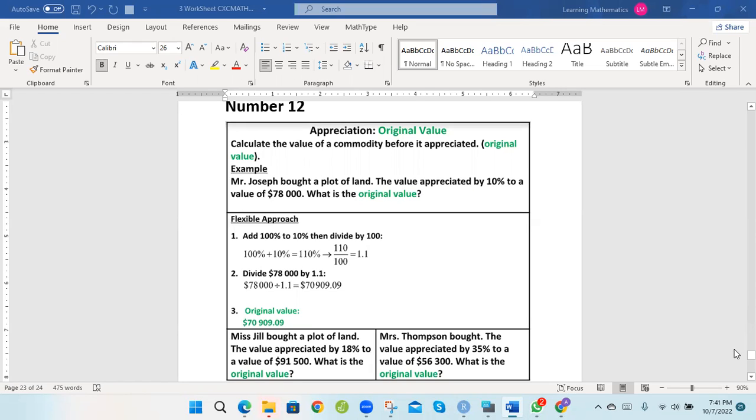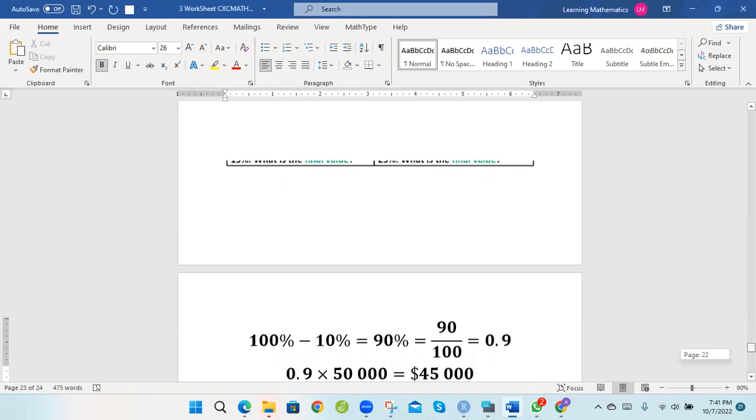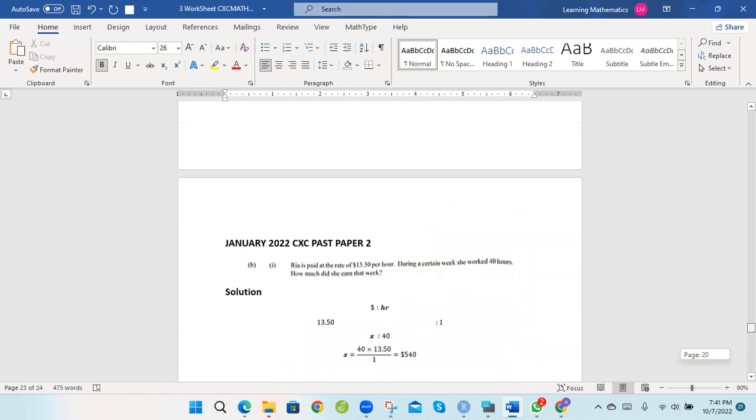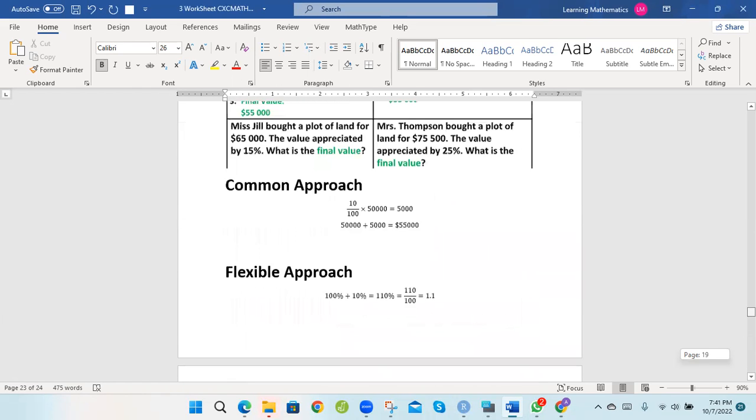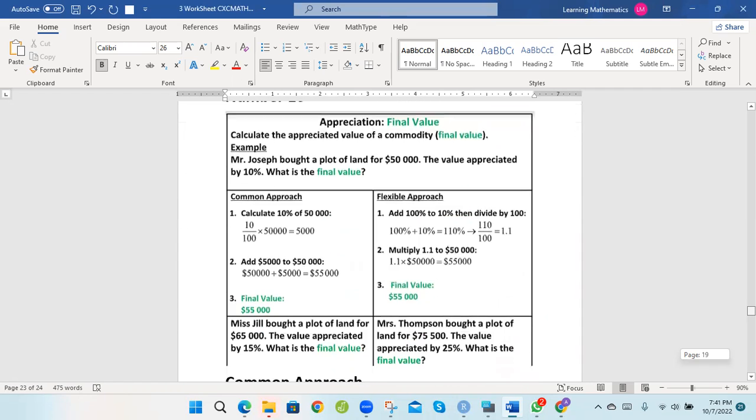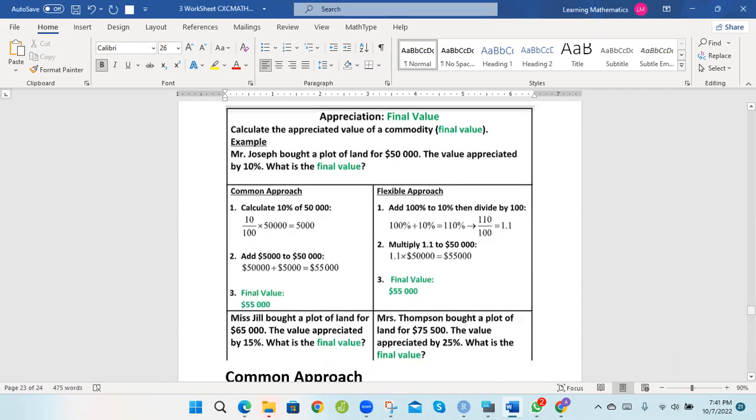Now, if you want to apply the common approach, look at what normally happens. Here we have a question whereby Mr. Joseph bought a plot of land for $50,000. The value appreciated by 10%. What is the future value? What's the final value? So you take 10% of 50,000 and you get 5,000. And then you take that 5,000 and you add it to 50,000 and you get 55,000.